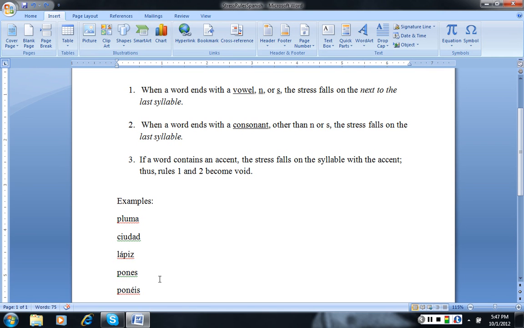Alright, let's look at pones. Pones. Notice the stress is put on the po, not the nes, simply because it ends with an S. So the stress falls on the next to the last syllable, which would be po. Pones, which is you put.